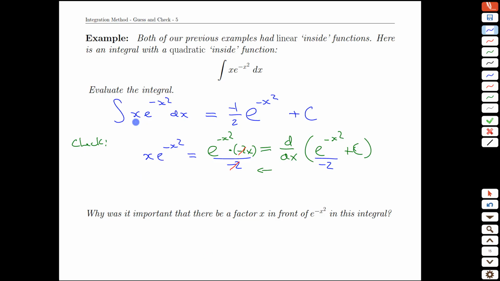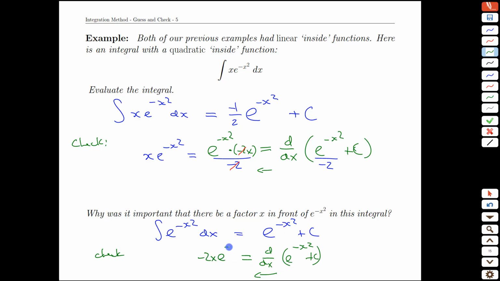What would have happened if there hadn't been an x here, if we'd just been asked to integrate e to the negative x squared? Well, our guess might have still been e to the negative x squared plus a constant, but when we went to check it, if we took the derivative of e to the negative x squared plus c, we would not have liked our answer anymore, because it would have given us negative 2x e to the negative x squared. Why is that so bad? Well, this time we would have a negative 2 and an x that we did not want.